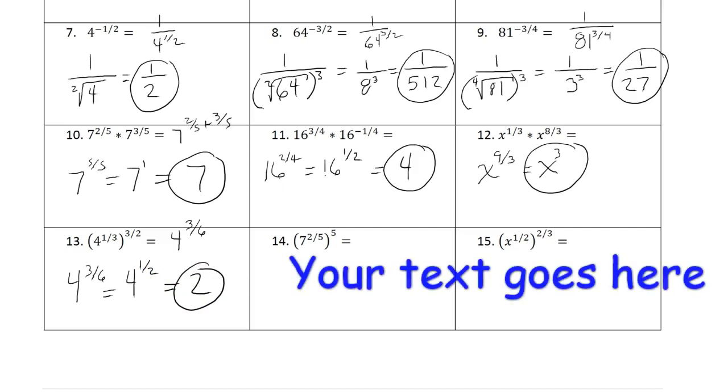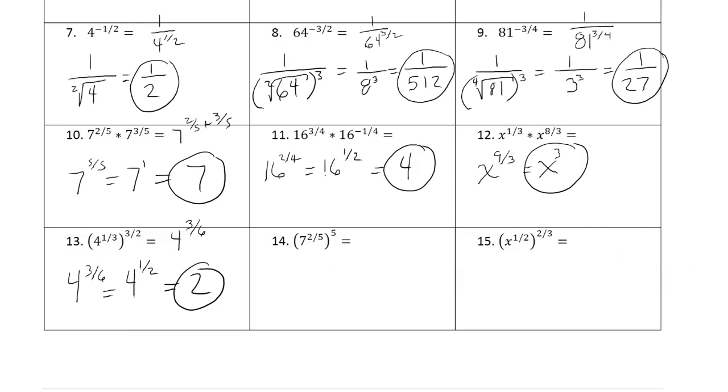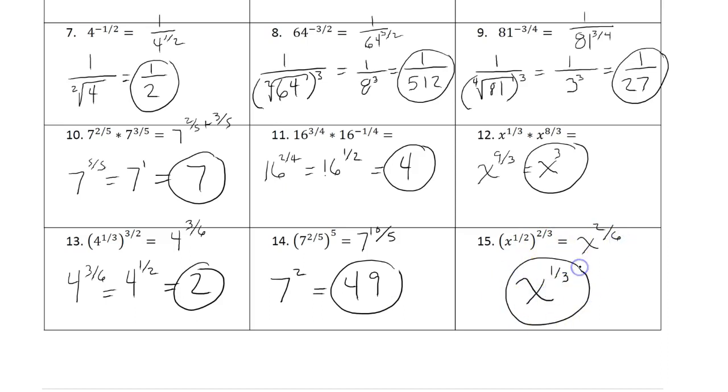Pause the video and try the last two examples yourself. Now that you have tried it, check your work. 5 times 2/5 is 10/5. 10/5 simplifies to 2. 7 squared is 49. 2/3 times 1/2 is 2/6. 2/6 simplifies to 1/3, so x to the 1/3.